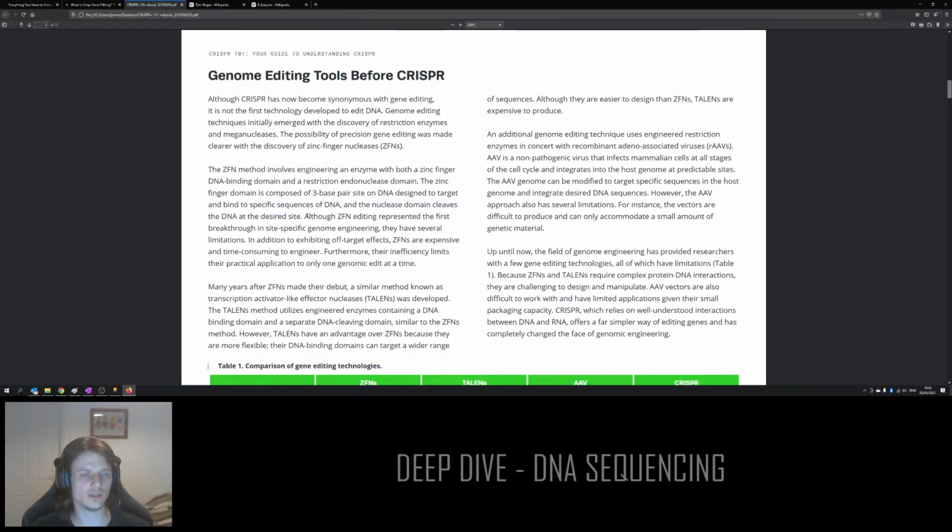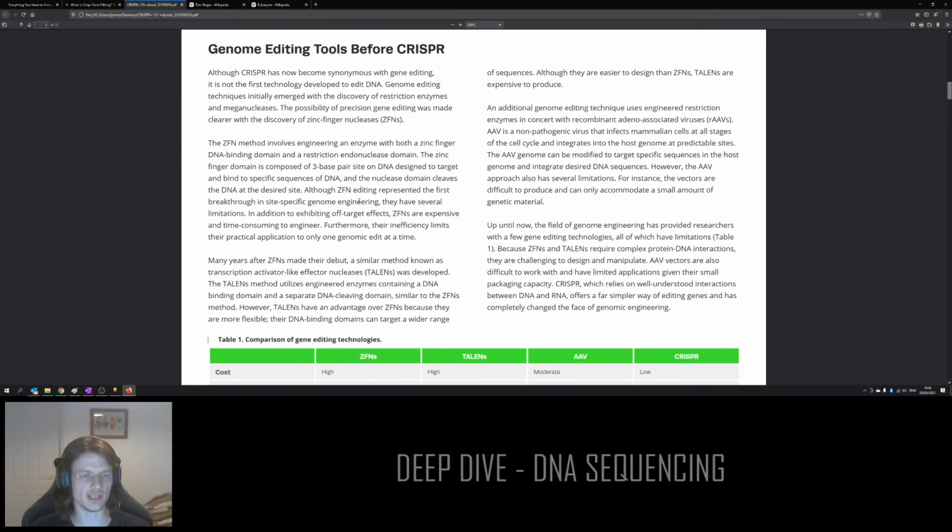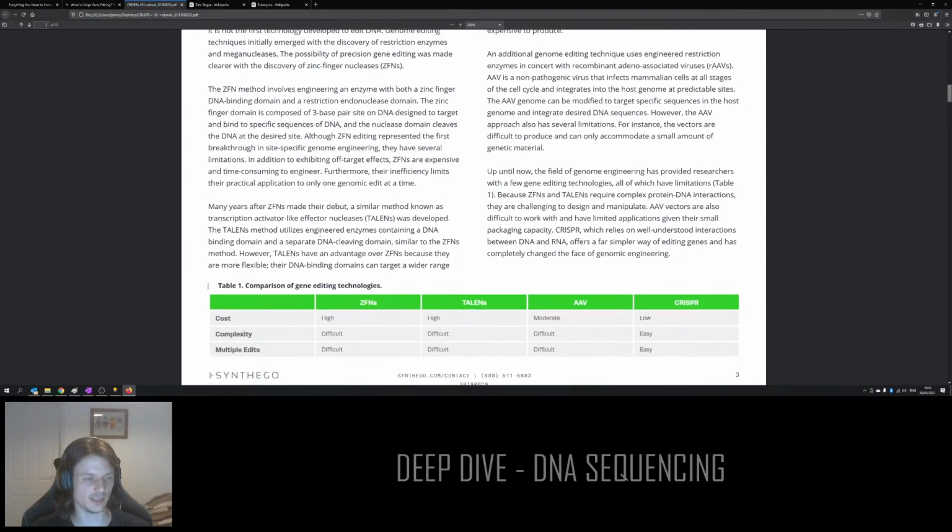Although zinc finger editing represented the first breakthrough in site-specific genome engineering, they have several limitations. In addition to exhibiting off-target effects, ZFNs are expensive and time-consuming to engineer. Furthermore, their inefficiency limits their practical application to only one genomic edit at a time.